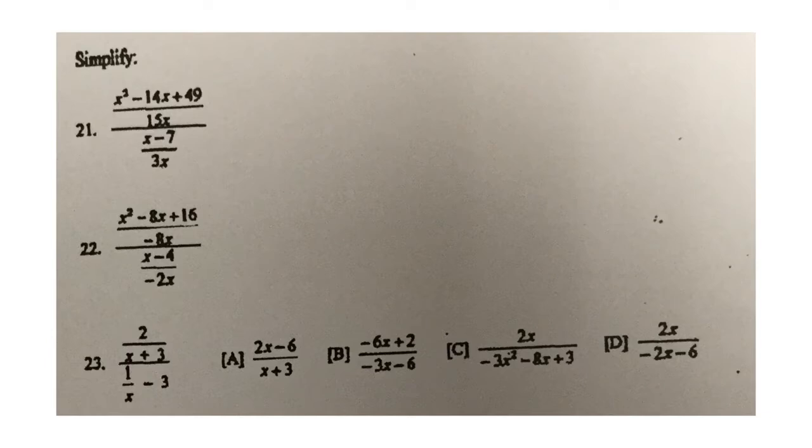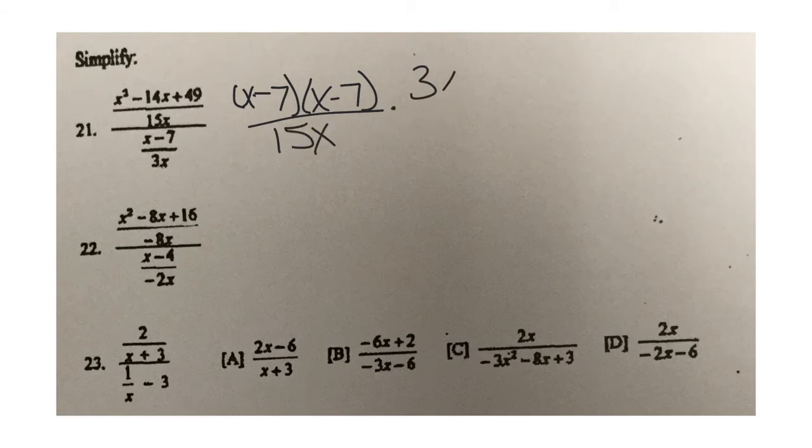Number 21, another complex fraction, but there's no adding here, so we're just going to factor and then multiply by the reciprocal. So x squared minus 14x plus 49 is (x minus 7)(x minus 7) over 15x. And the reciprocal of the denominator is 3x over x minus 7.